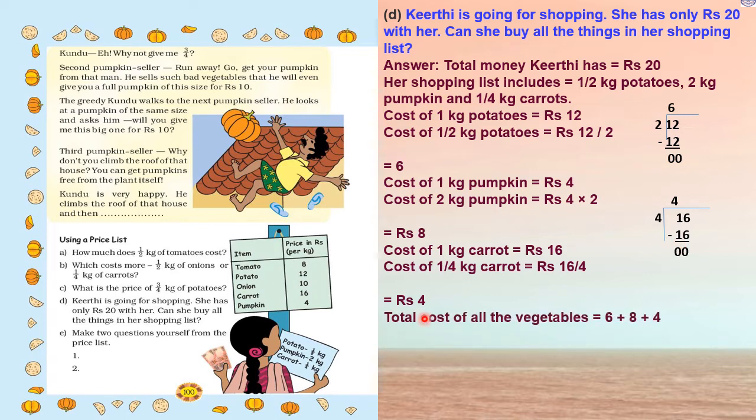So how much is the total now? The total cost of all the vegetables equals 6 plus 8 plus 4. 6 plus 8 is 14, and 14 plus 4 is 18. So rupees 18. She has rupees 20 in total. Hence Kirti can buy all the vegetables in her shopping list. Now the next question: make two questions yourself from the price list. So students, you can write your questions by yourself.